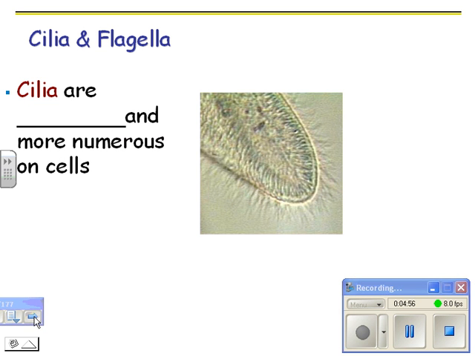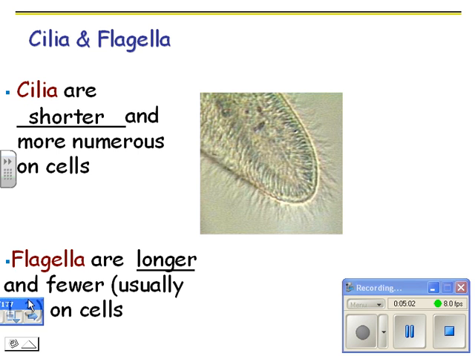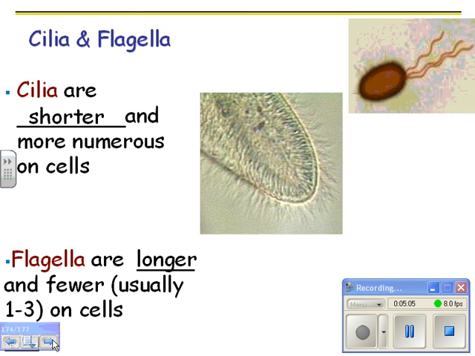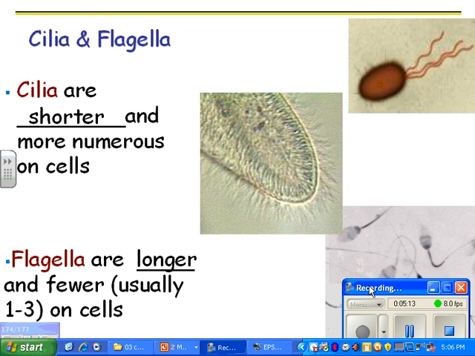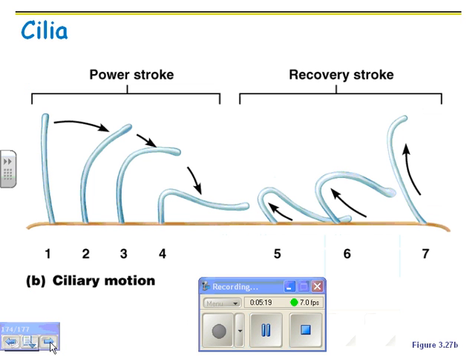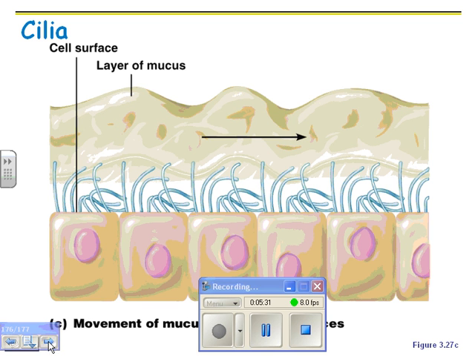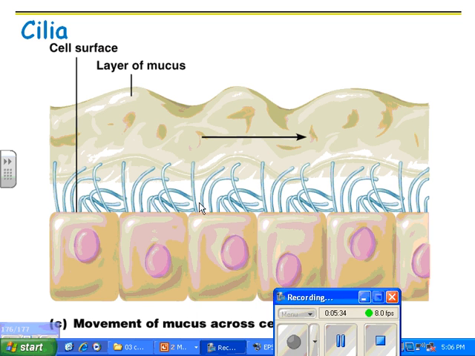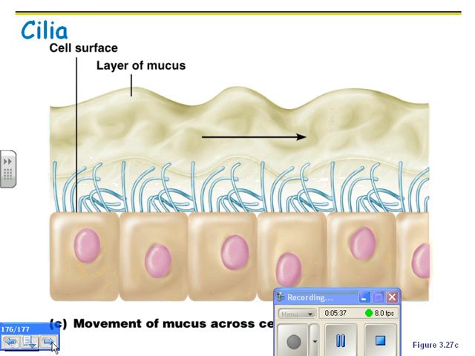So cilia are shorter and more numerous on cells. Flagella are longer, and there's usually only one or two, maybe three. And so here's a cell that actually has three flagella. But cilia are way, way more numerous and they're shorter. And so here's some more cells with flagella. Here's a bunch of cilia working, where you can see the power stroke where the cilia is going down and then pulling back up. And here's the cilia moving mucus along in one direction.